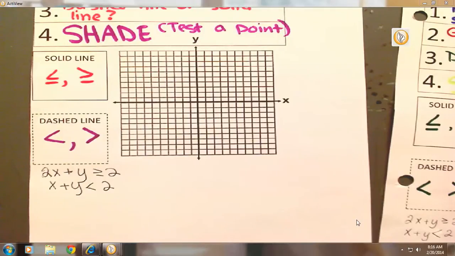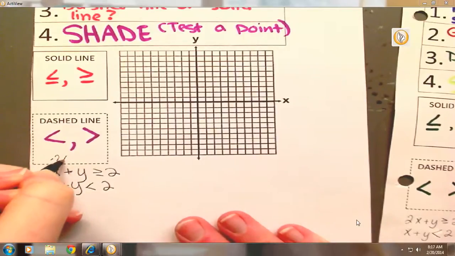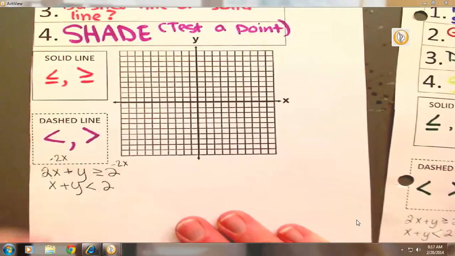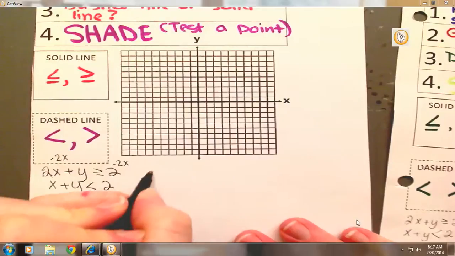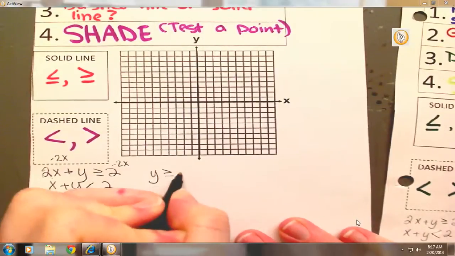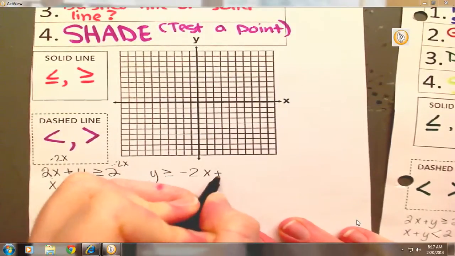What's the first thing we're going to do? Put it into slope-intercept form. Looking at inequality number 1, what would you do to put that in slope-intercept form? Minus 2x. Good. Subtract that 2x, so let's do that. So we have y is greater than or equal to negative 2x plus 2.